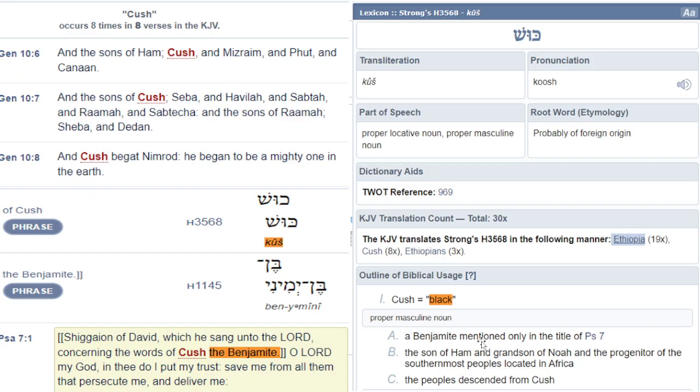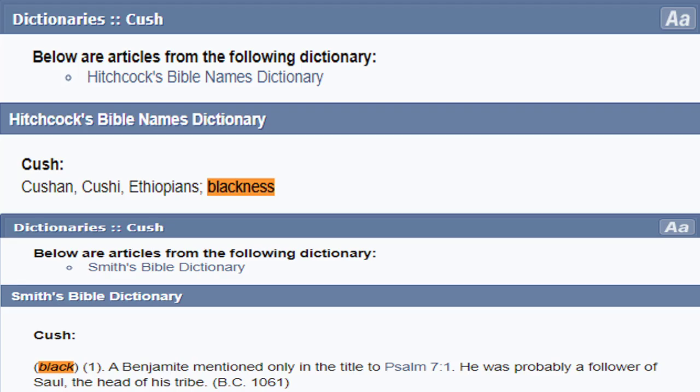Cush equals black. It was a Benjamite. And Cush, the people descended from Cush, son of Ham, southernmost peoples located in Africa. Yeah, so you got that. Again, Cush, which once again signifies black. And you had a Benjamite named Cush. You know why? Spoiler alert, it's because he was black.